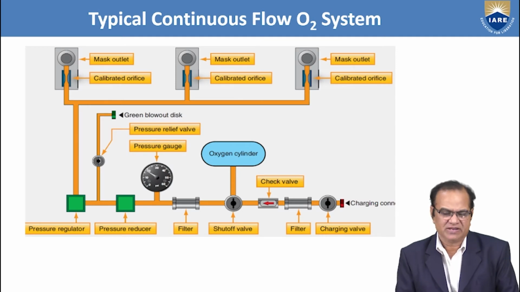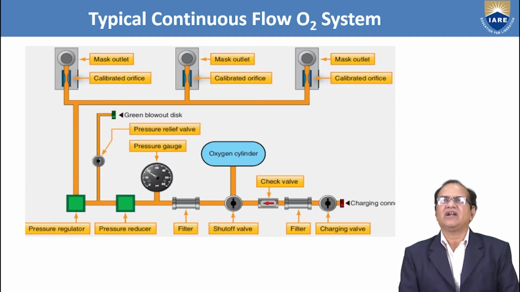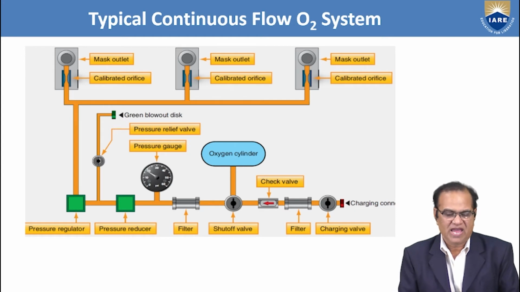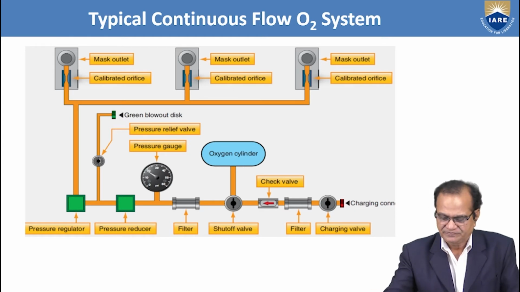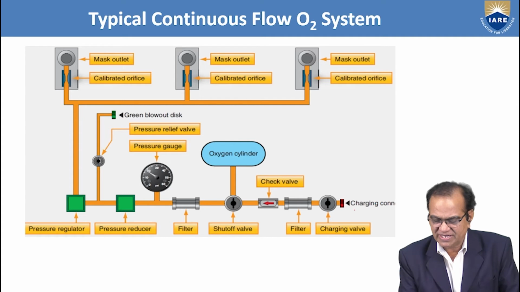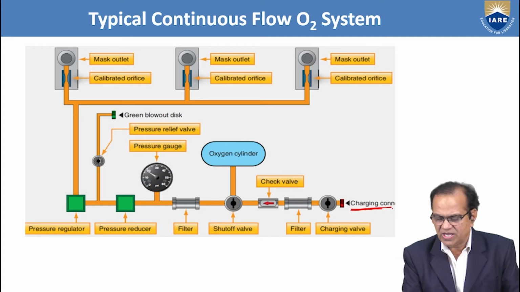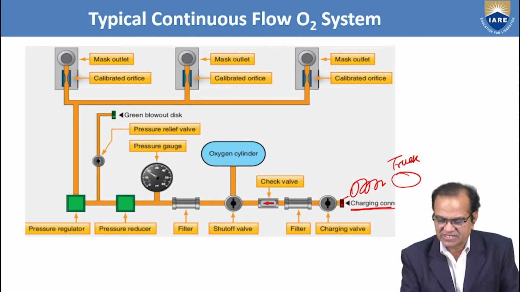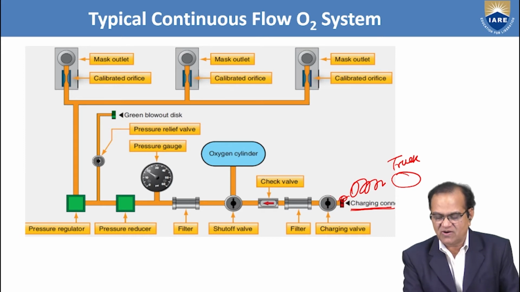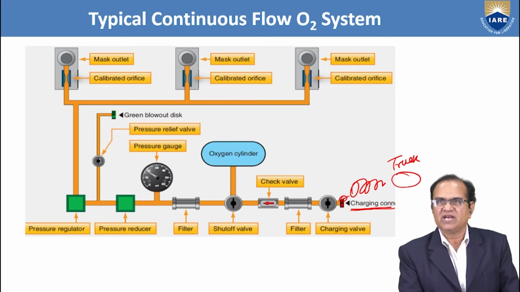Here I am showing a typical continuous flow oxygen system, and I will start from here. It is a charging point. On the ground we put one hose here, from a truck in which oxygen is filled. This oxygen is connected here, and with high pressure it goes from here. It is called the charging valve. This you can turn on and off here.